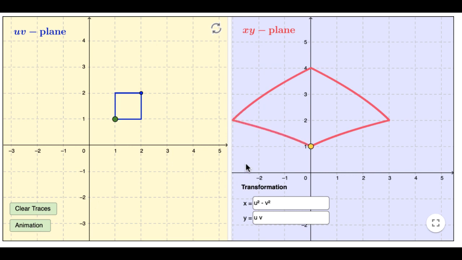So you end up having this distorted parallelogram, if you want to call it something. And these curves are actually harder to identify. Let me show you something else.